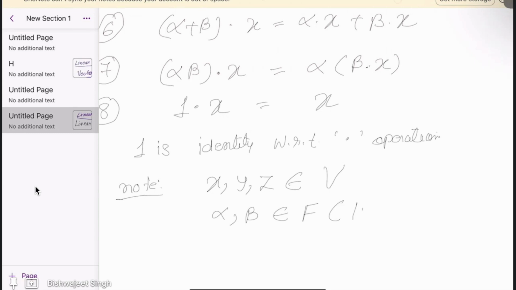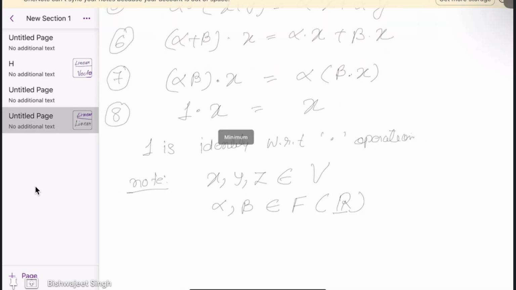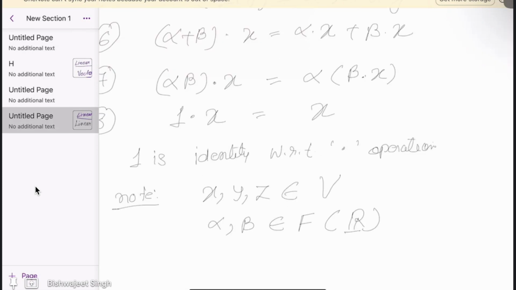So this is a particular field, right? R is a particular example of a field. In general we can define a vector space over any field, but in this course, for the sake of simplicity, we are going to fix our field as the set of real numbers, because most of the examples that we are going to see in this course will be based on this R field. So this is what the definition of a vector space is.